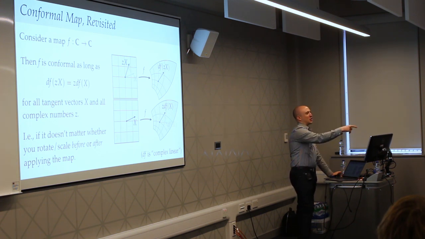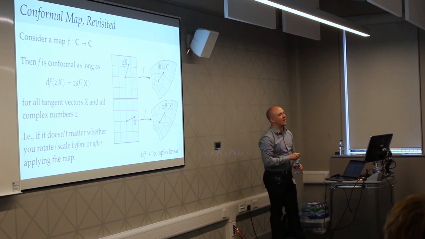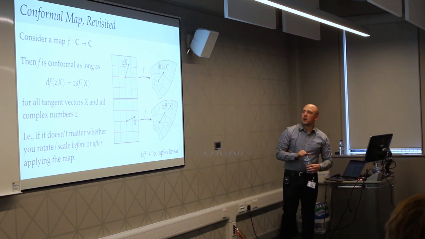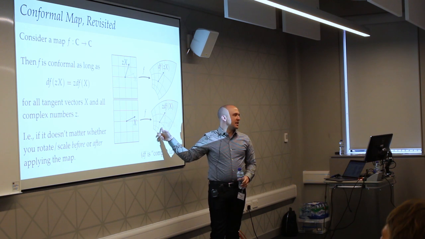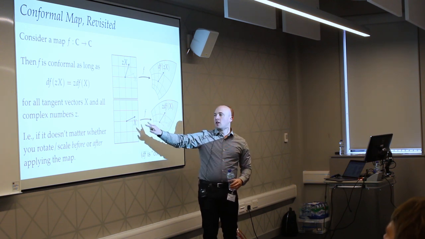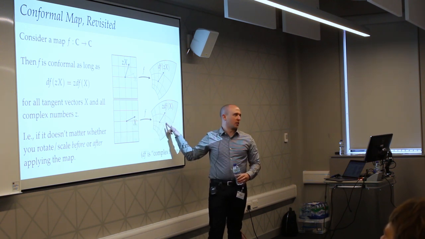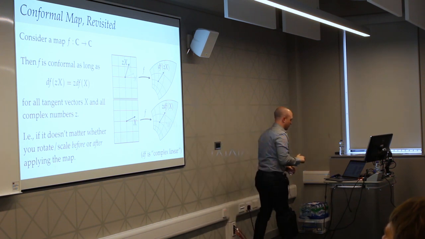F and DF? Yeah, so F is just our map that tells us how to take a point here to a point here. And DF is the differential of the map that says how I take a vector sticking out of that point to a vector over here. Good question.